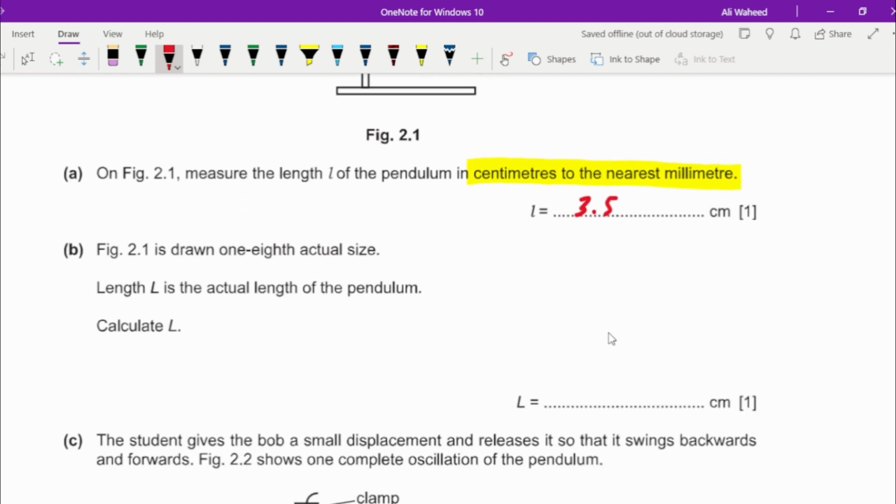Anyway, part B. Figure 2.1 is drawn 1/8 actual size. That means whatever the actual size was, this diagram is representing only 1/8 of that. It's been diminished 8 times. Length capital L is the actual length of the pendulum. Calculate capital L. So this length was reduced by a factor of 8. So what would have been the actual length? You can simply multiply this one by 8, and you'll be getting your answer, which is 28. You can write to 1 decimal place 28.0, or you can leave it till here.